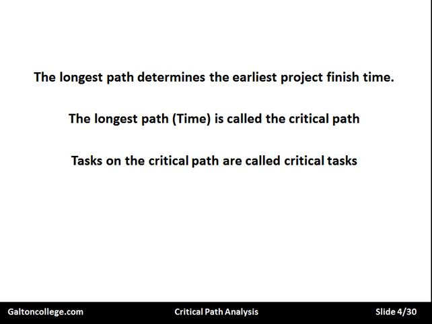Tasks on the critical path, not surprisingly, are called critical tasks. And non-critical tasks have float or slack involved in their completion. So non-critical tasks will have some element of slack built in. And again, we'll see how that works when we look at the diagram. In fact, let's look at a network diagram.